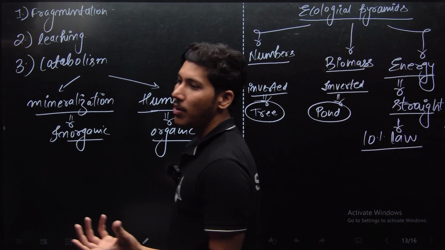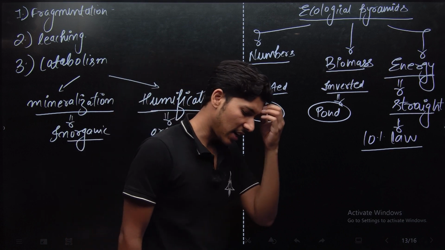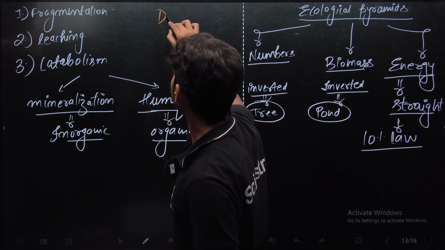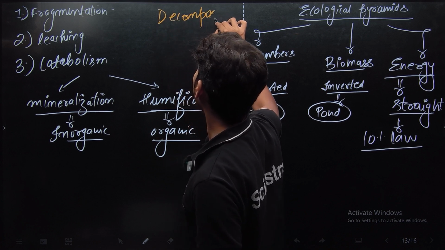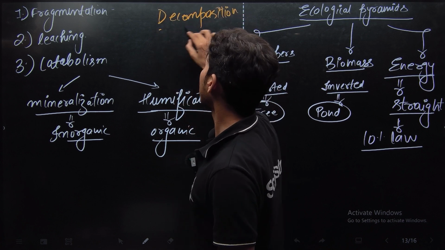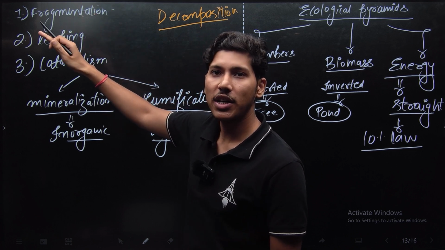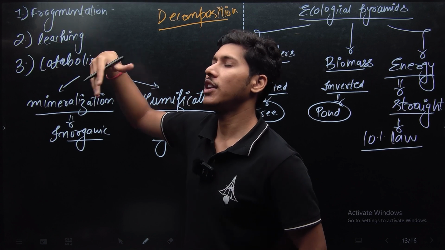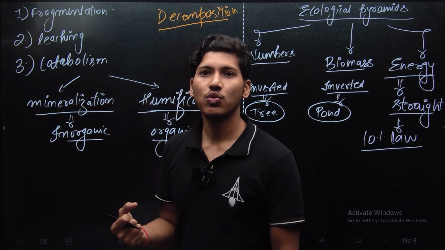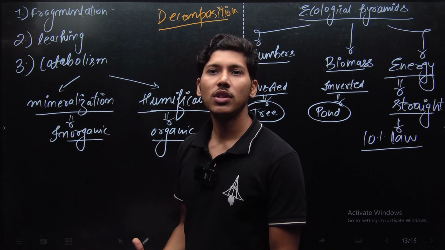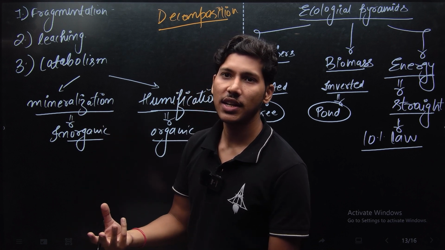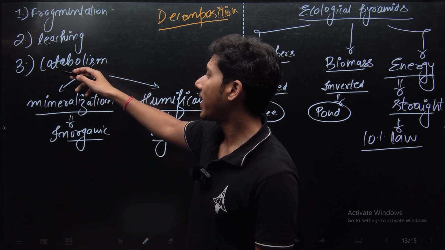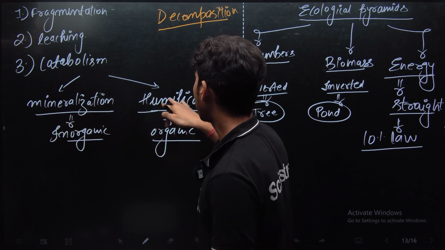Now the process of decomposition or detritification: detritivores actually do this process of decomposition, and this decomposition is a five-step process. It starts with fragmentation of the dead and decaying matter, followed by leaching, in which lots of inorganic substances are swept away deep down the soil, where they accumulate as unavailable inorganic substances, which is known as leaching, followed by catabolism, and after that mineralization and humification happen.